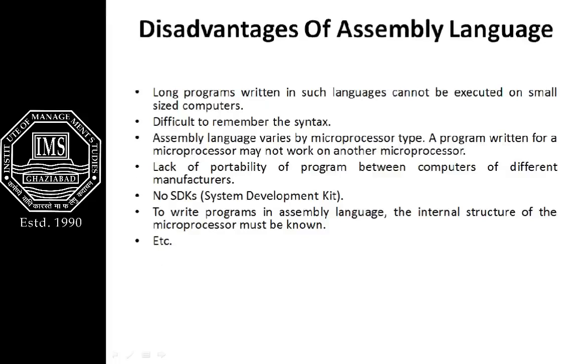Some disadvantages of assembly level language are that long programs written in this language cannot be executed on a small size of computer, and it is difficult to remember the syntax. The main disadvantage is that assembly level language varies by microprocessor type. A program written for one microprocessor may not work on another microprocessor. So the lack of portability because of this is the biggest disadvantage of assembly level language.